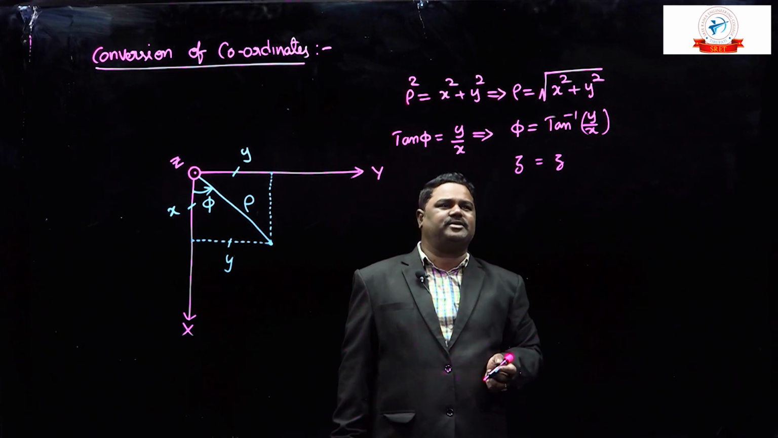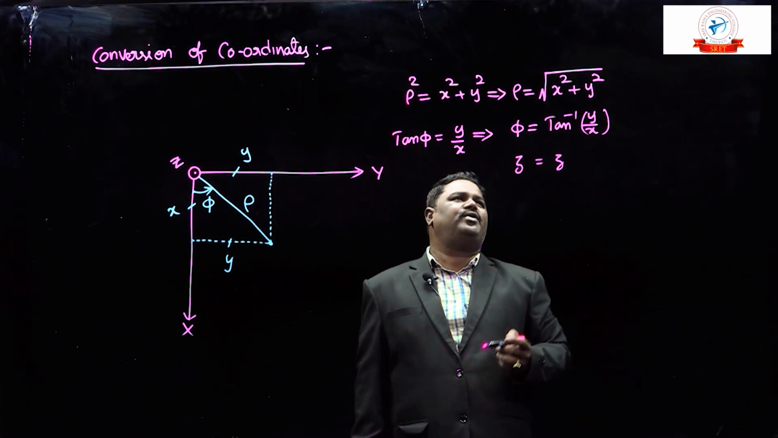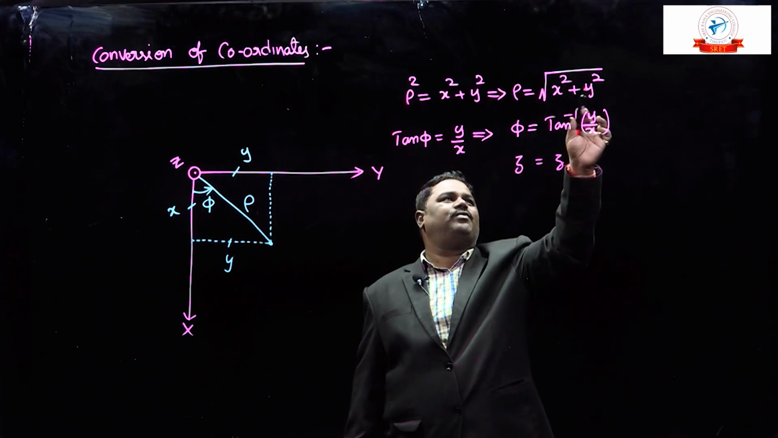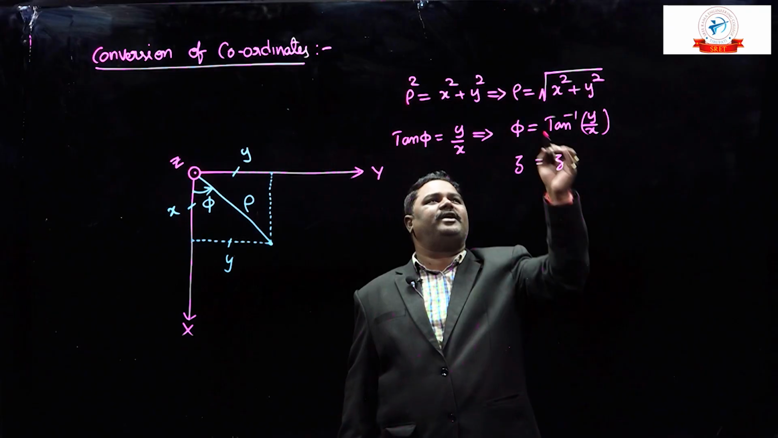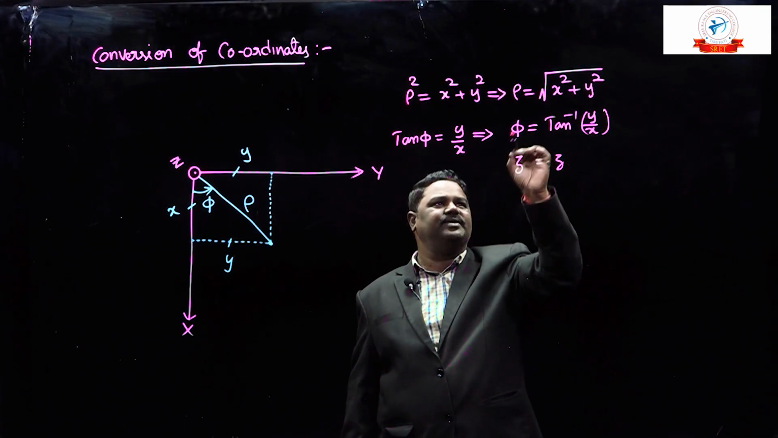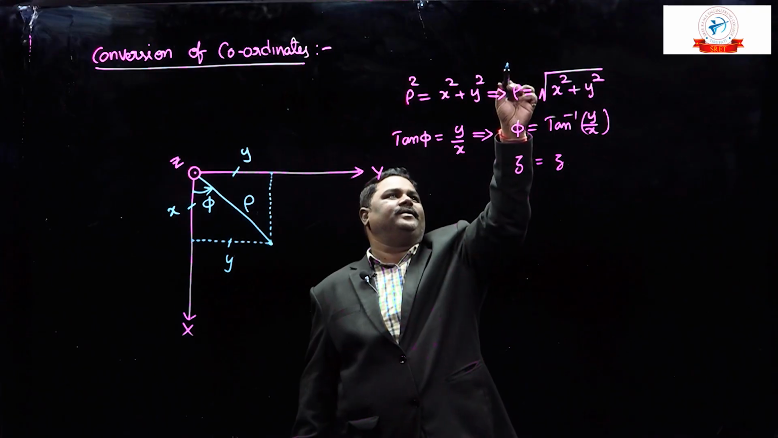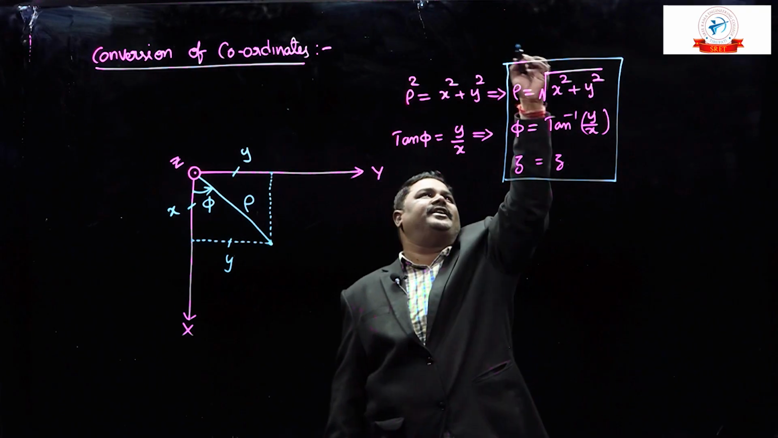What kind of conversion is this? If you know the Cartesian coordinates x, y and z values, substitute the x, y, z values on the right side and you are going to obtain the rho, phi, z values. It is a conversion from Cartesian to cylindrical. So this is the Cartesian to cylindrical conversion.